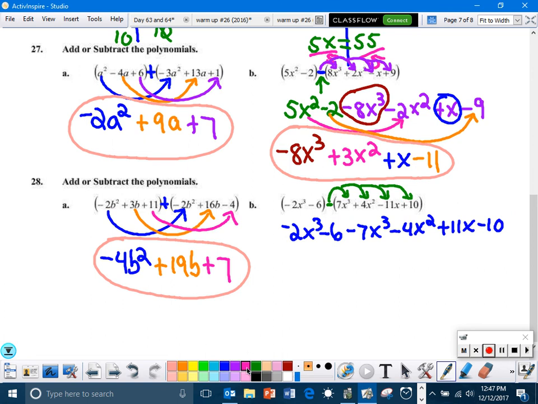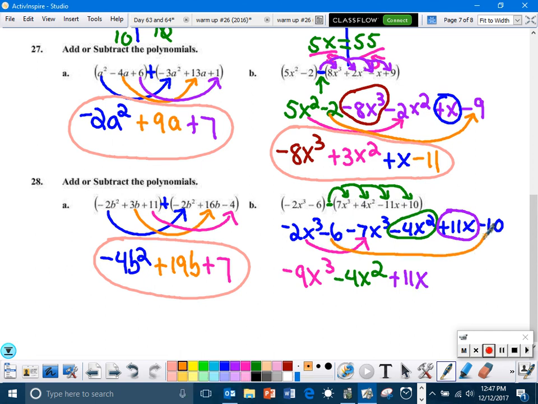Okay, now this one, again, we're going to start with the x cubed. Now there are 2x cubed, so we're going to combine those. I notice that there is only one x squared, so that one just gets written there. I also notice that there is only one x, so, and then last, the minus 6 and the minus 10. And there is our answer, combining like terms.